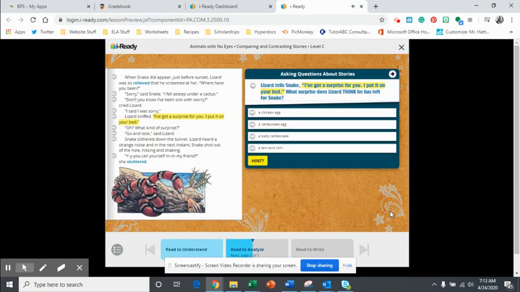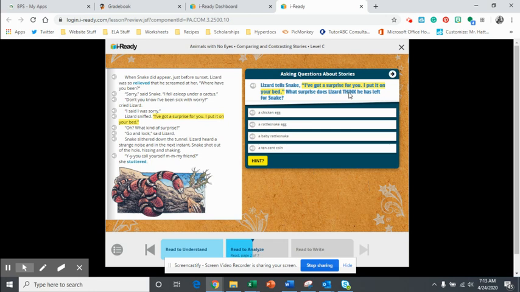Lizard tells Snake, I've got a surprise for you. I put it on your bed. What surprise does Lizard think he has left for Snake? All right, so now I know you've read the story and I know you know the outcome of the story. So it's important that you focus on the word think in this question, okay? It's not asking you about what it becomes. It's asking you what Lizard thinks, okay?